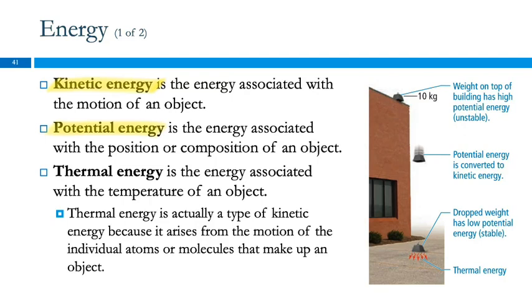Energy can transform from one kind into another. And so as this weight falls to the ground, its potential energy becomes lower as it gets closer to the ground. But its kinetic energy becomes greater because it's moving faster and faster. Then when it hits the ground, now it has very little potential energy because it's on the ground and it's not moving. So where does all that energy go? Well, it gets dissipated into the surroundings as heat. Heat is a form of thermal energy, a form of kinetic energy.